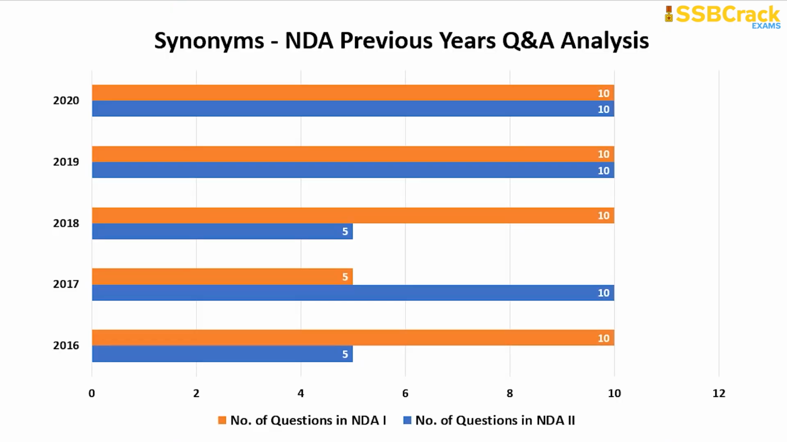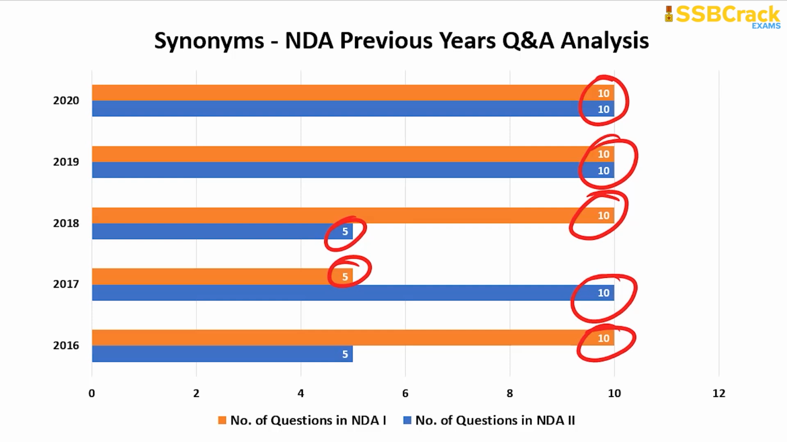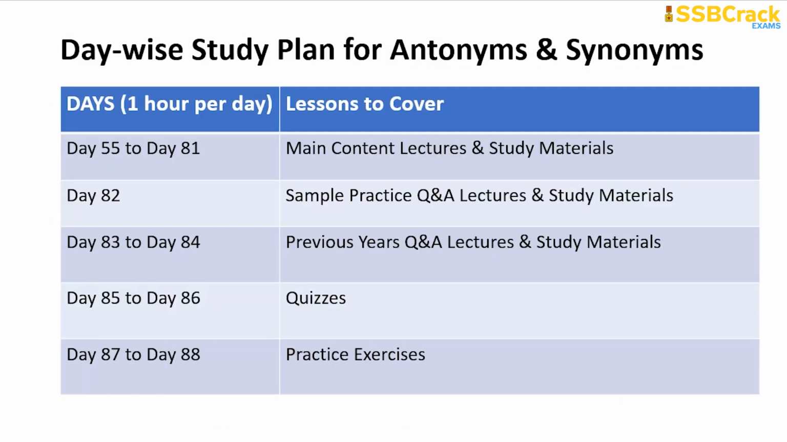Coming to synonyms now. So 10 questions consistently came in again NDA 1 and 2 2020, NDA 1 and 2 2019, NDA 1 in 2018, and again 5 questions came in NDA 2 2018 and in NDA 1 2017. In NDA 2 2017 and NDA 1 2016, 10 questions came, again 5 questions came in NDA 2 2016. So you can see that from 5 to 10 questions again you can expect from synonyms, right? So we will take antonyms and synonyms together. It will be also very advantageous for you to read them together. Okay, it will be easier for you to remember them.